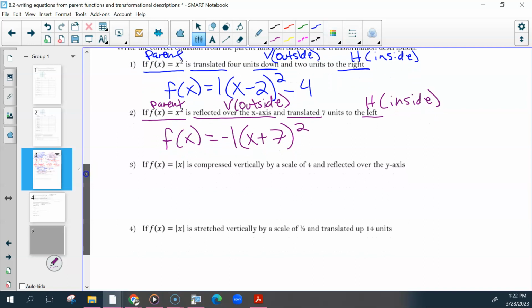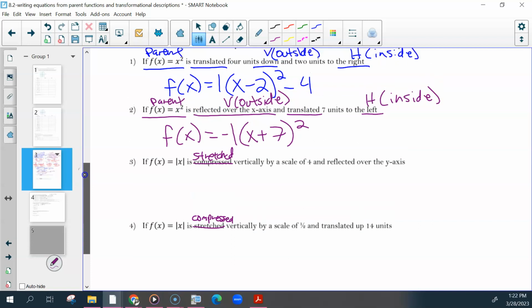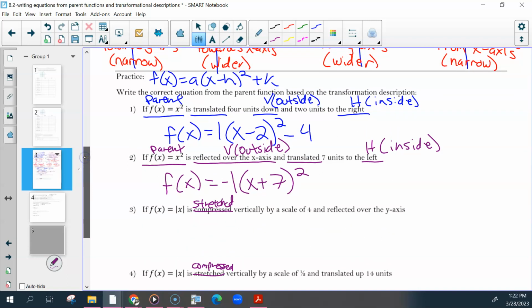Couple things before we start 3. These words were switched. This should have been stretched, and this should have been compressed. But also, I'm going to change our equation so it matches our new parent function. It's basically going to be the same, except instead of the parentheses squared, it's just going to be the absolute value. So f of x equals a times the absolute value of x minus h.